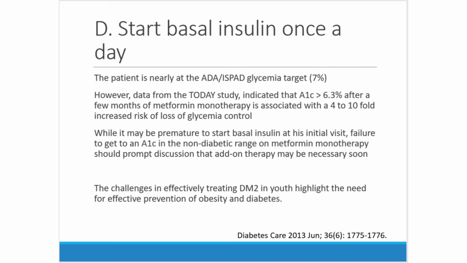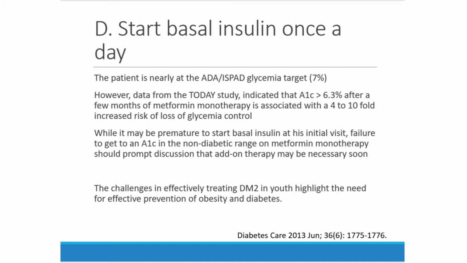And what you should actually do is start him on insulin, which everyone goes, what? Are you serious? Well, again, this is something I always find really shocking as well. So he's actually pretty close to the ADA guidelines of 7%. However, there's a TODAY study that indicates if your A1C is over 6.3 after a few months of monotherapy, it's associated with a 4 to 10-fold increased risk of loss of glycemic control. So these kids, unless I have them to a normal A1C by the time they come back to see me, I need to bump up their diabetes medication in some form or another, because I know that they're going to become out of control.